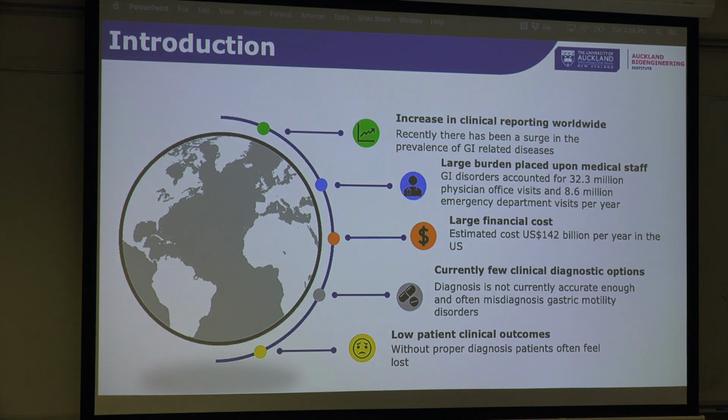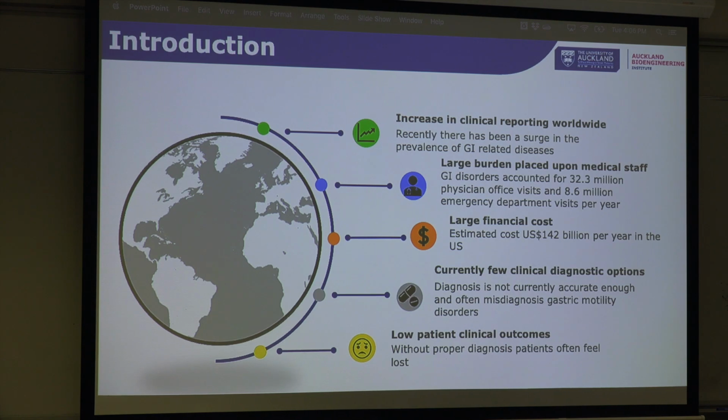So why do we care about the GI tract, and why do we care about stomach dysmotility and GI disease? The cases of GI reporting or GI dysfunction globally is on the rise, and we see an increase in prevalence and reporting of this globally. This places a large burden on clinicians, with an estimated 32 million physician office visits per year and 8.6 million emergency department visits per year. This is just in the US, and it is reported by the CDC. This has an annual cost of approximately $142 billion a year.